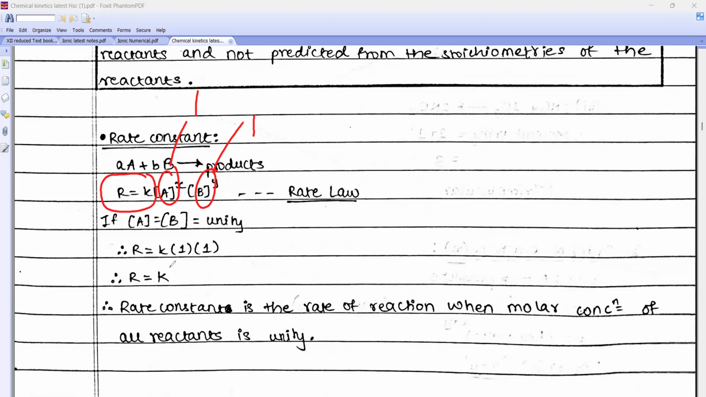Okay, so we want to define what K is. What was the name of K? Please write this, slash it like this. Rate constant is known as velocity constant. It is also known as specific rate.